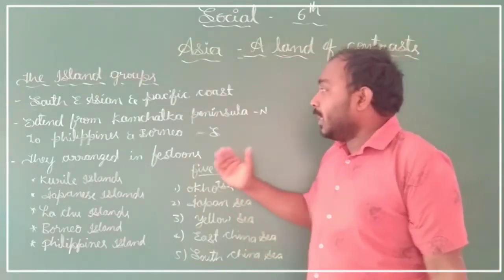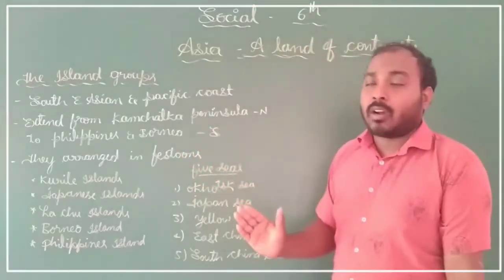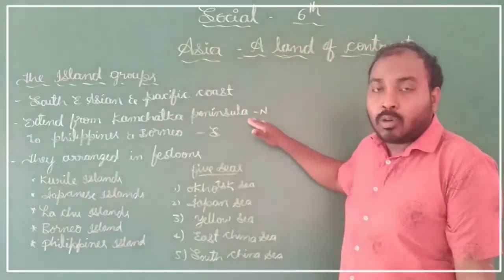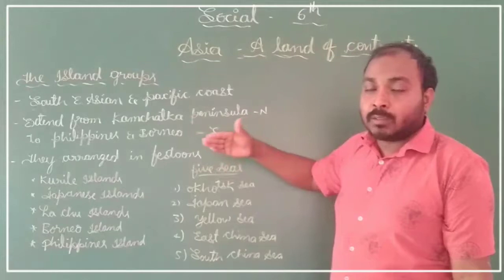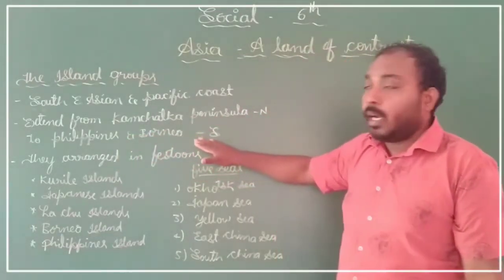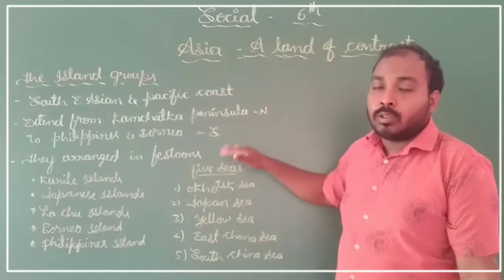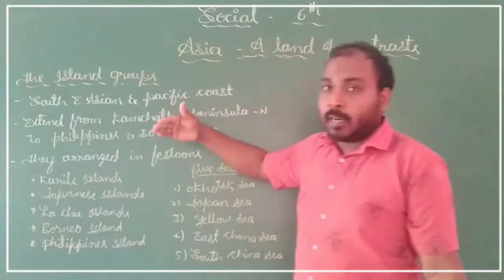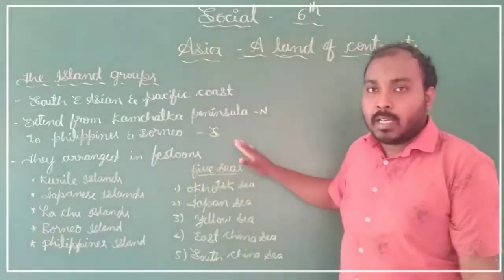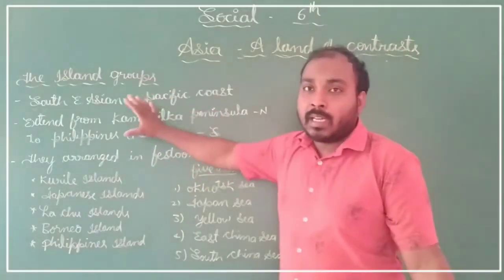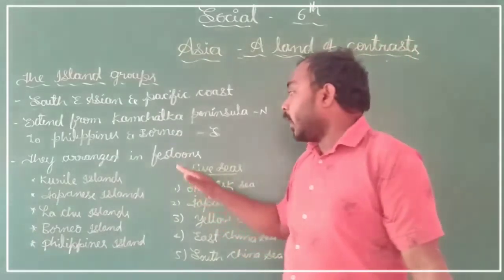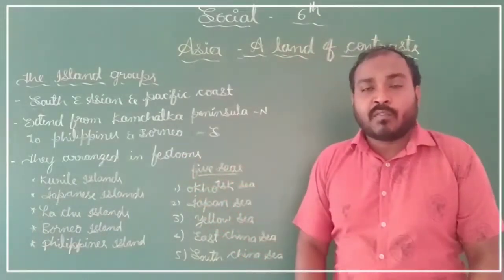These islands extend from the Kamchatka Peninsula in the north to the Philippines and Borneo in the south. These islands are extending, and they are also arranged like festoons. What does festoon mean?